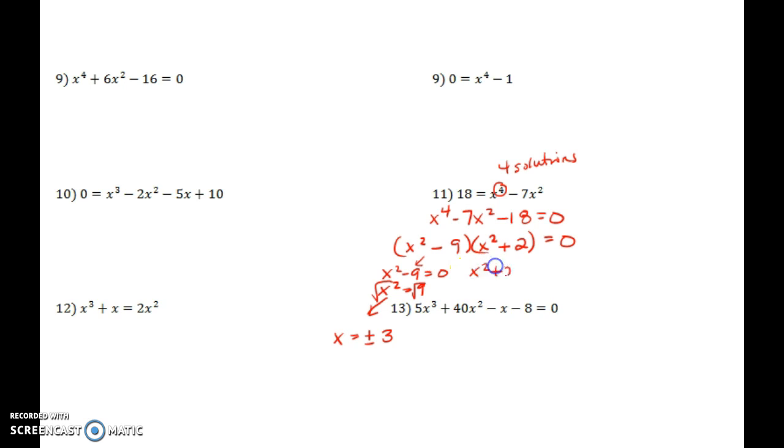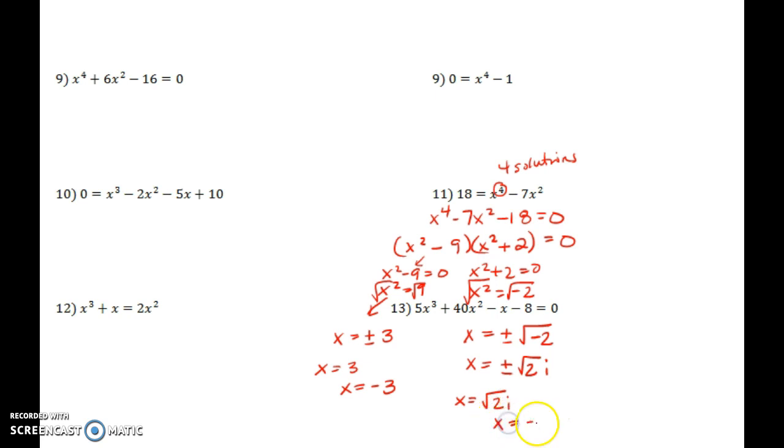Set x squared plus 2 equal to 0. Subtract 2 from both sides. x will equal plus or minus the square root of negative 2, because again, you square root each of those. So x equals plus or minus the square root of 2i. So I have answers of positive 3, negative 3, positive 2i, and negative 2i. And that's what we were doing in this whole chapter, this whole section, is just solving.